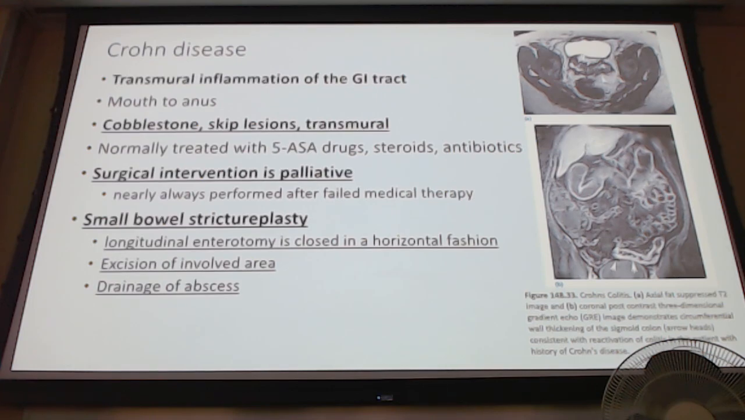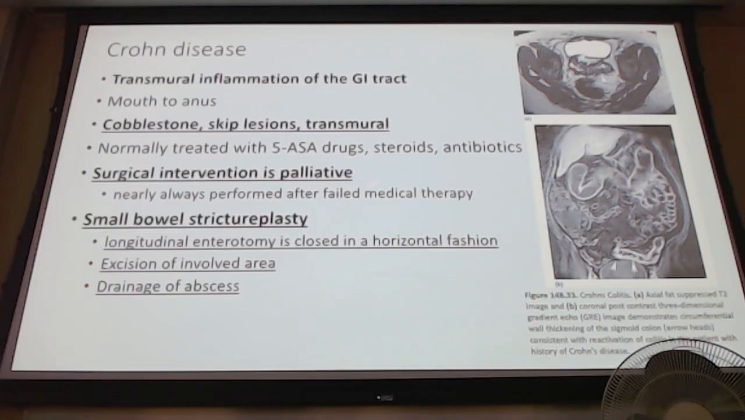Okay, Crohn's disease, we have transmural inflammation of the GI tract. Crohn's, right? It's not just colitis, it goes from mouth to anus. When we do the EGD, you'll see cobblestoning, you'll see skip lesions, it'll be transmural, meaning it can go all the way through that mucosa. It's normally treated with those drugs, but surgical intervention is palliative.